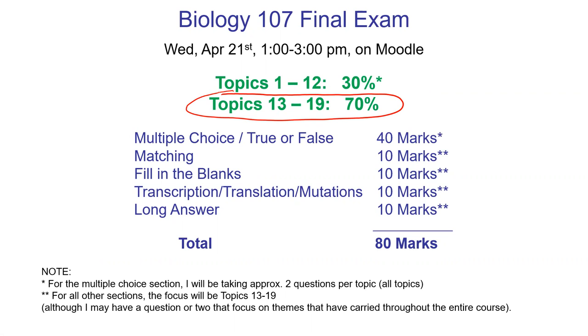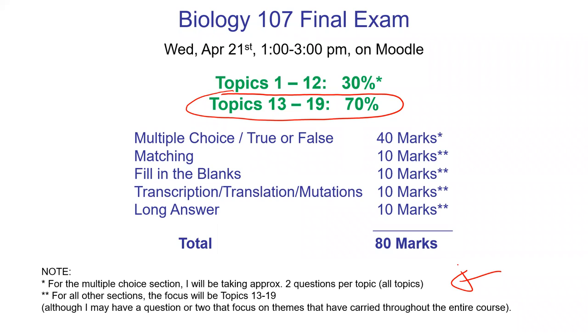So if you take a look at my footnotes right here, basically what I'm doing is for the multiple choice questions, I'm taking about two per topic, give or take something like that. And most of the other sections are going to be covered. So the matching, fill in the blank, transcription, translation, long answer. Most of that's going to be focused on topics 13 to 19. So you want to spend most of your time focusing on topics 13 to 19.